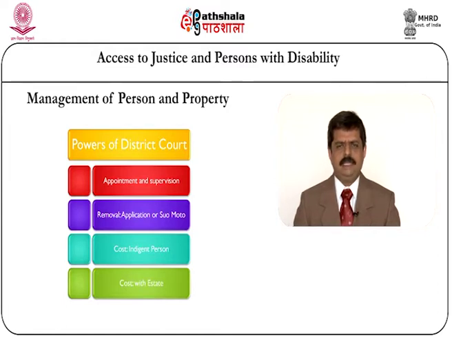If the mentally ill person is indigent, then at the cost of the state, the district court can admit him to any psychiatric hospital. If he has property, then the court can direct the proceeds of the property, that is the income of the property, to be spent on the treatment of this mentally ill person. So, this is the brief discussion as to the entitlement of persons with mental illness.